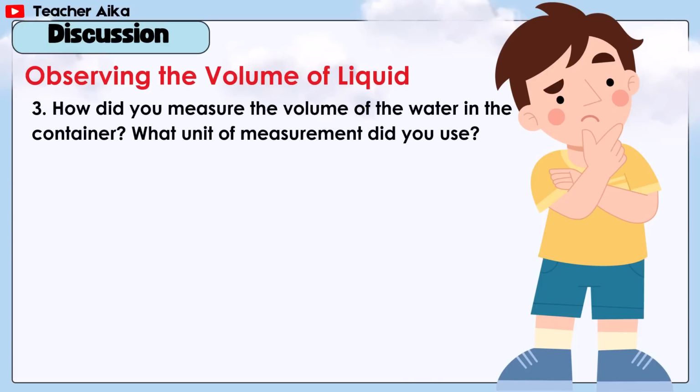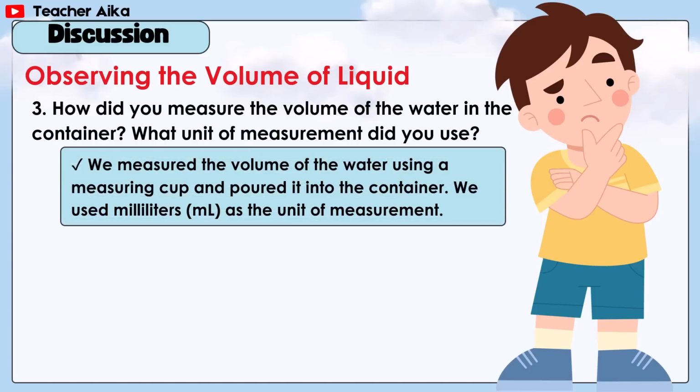3. How did you measure the volume of the water in the container? What unit of measurement did you use? Answer: we measured the volume of the water using a measuring cup and poured it into the container. We use milliliters or ml as the unit of measurement.